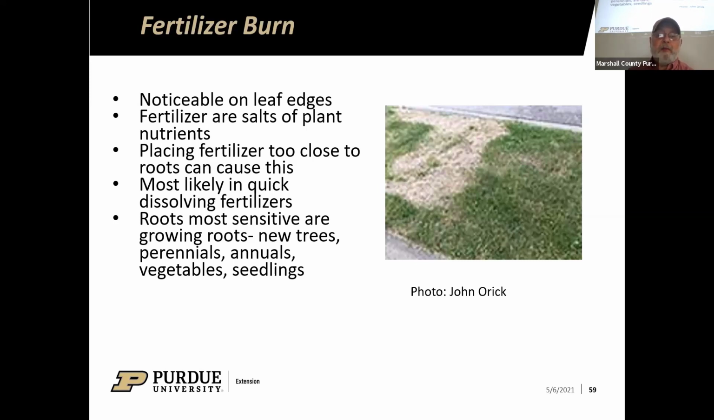So you want to be careful about placing the fertilizer too close to roots. I knew a person whose spouse shared with me that she went out and dumped fertilizer by newly planted trees, right by the tree. Well, she killed several of her trees by doing that. Most likely the fertilizer dissolved quickly.